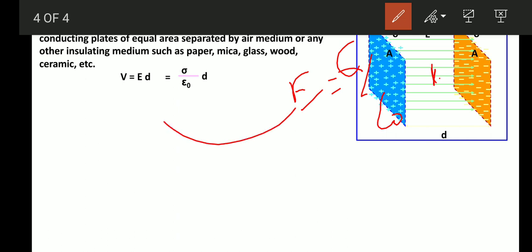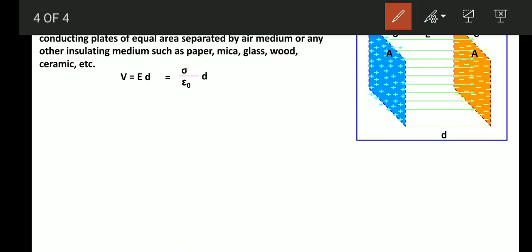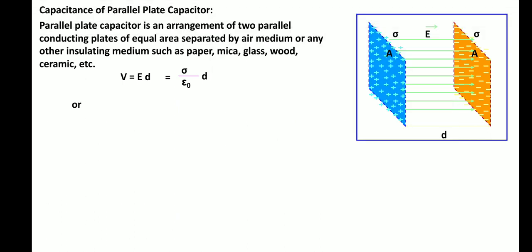So substitute the value of E here. So you will get sigma A by epsilon naught into D. So that is the value of V. As we know that the capacitance formula is C is equal to Q by V. Here what they did, simply, V is equal to QD by A epsilon naught.